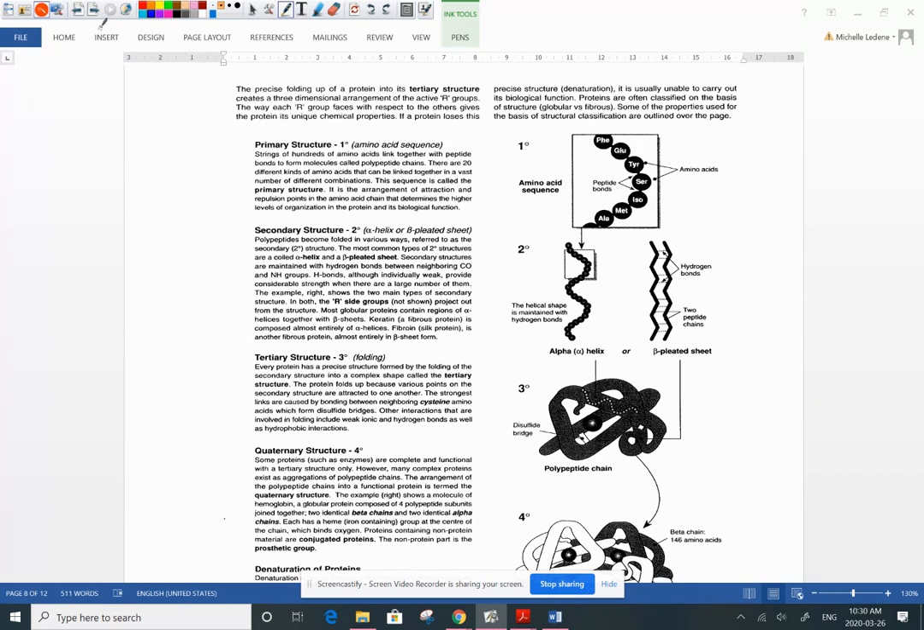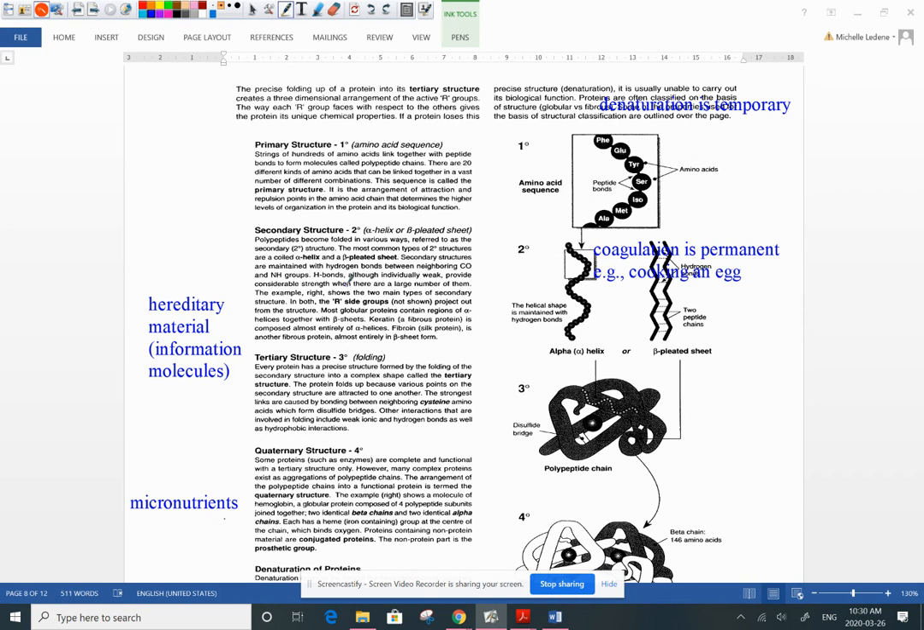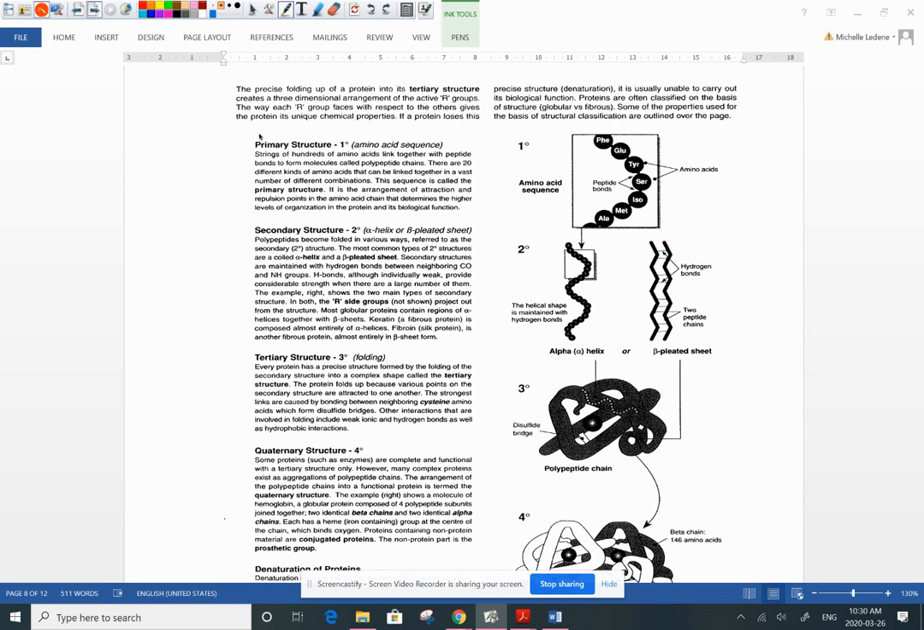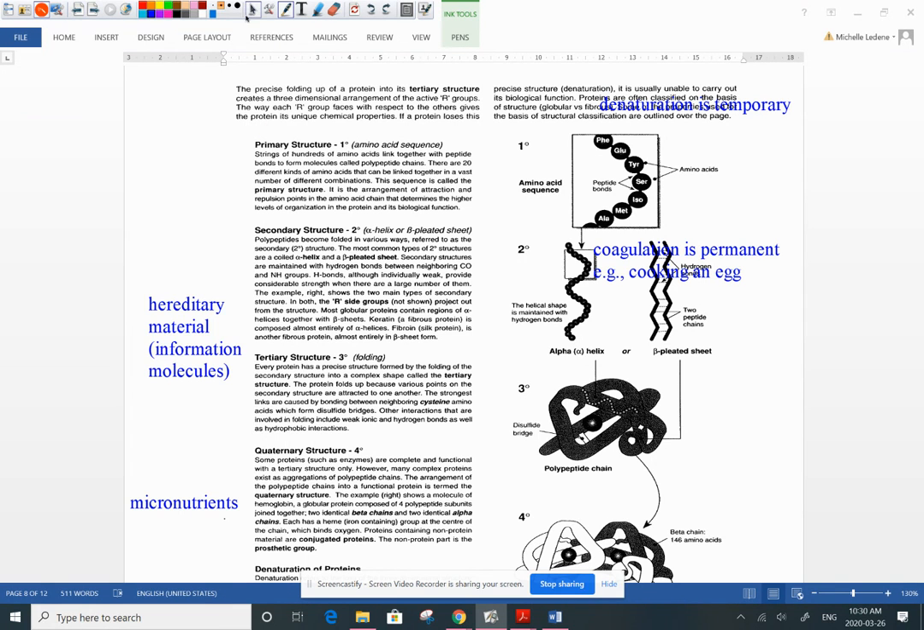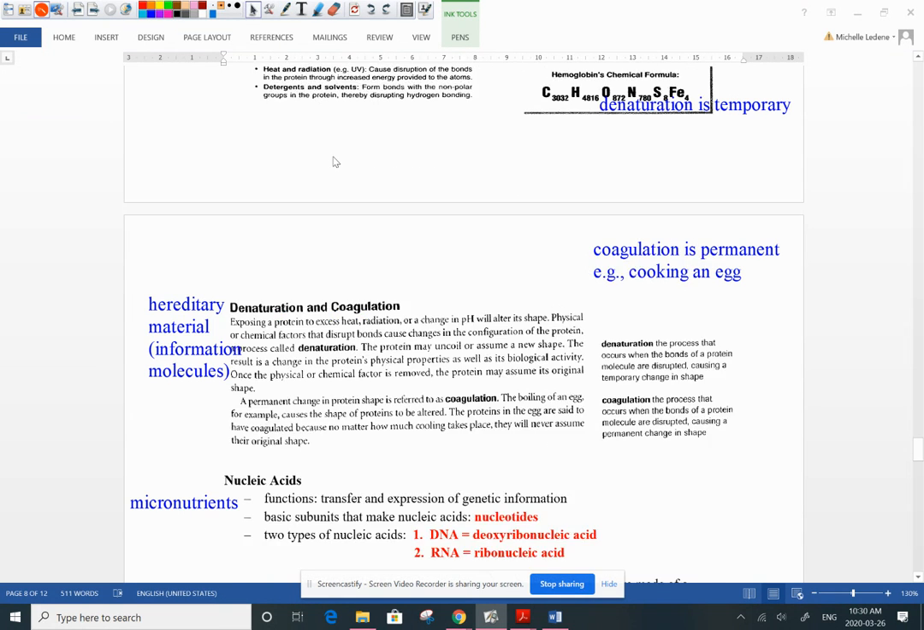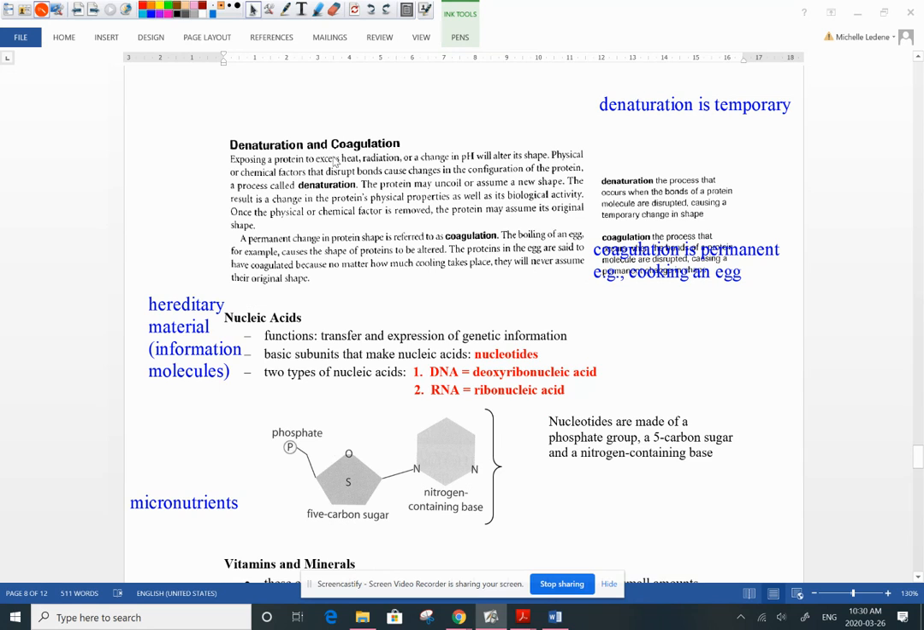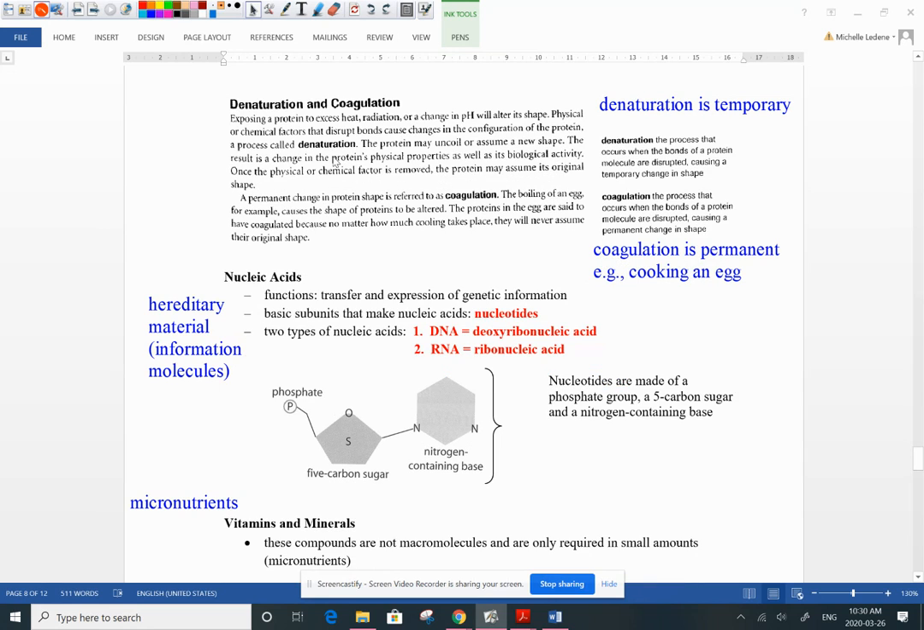But what is common to them is that their structure can actually be affected by heat, by temperature. And so on the next page, it talks about what happens if you heat up or if you add an acid or a base. You can actually denature a chemical. It damages the bonds, causes a temporary change in shape, but the molecule is not destroyed. It can go back to its original form.